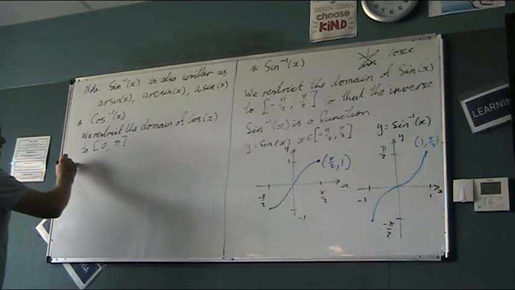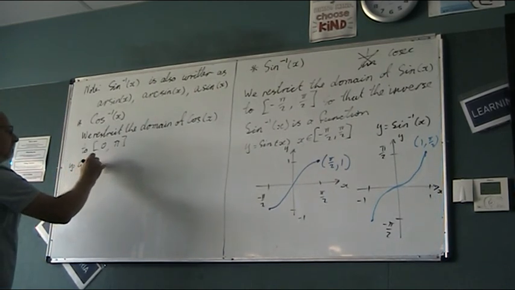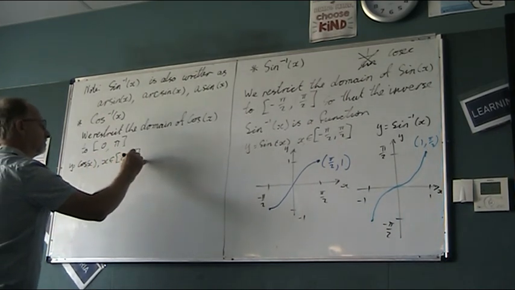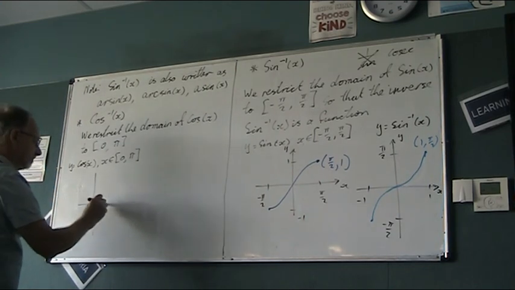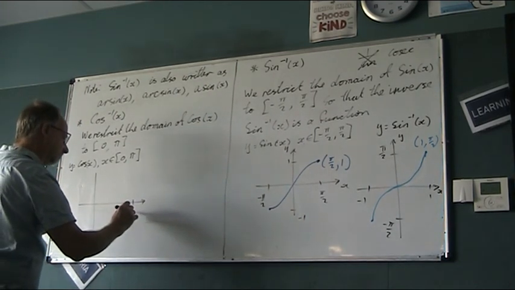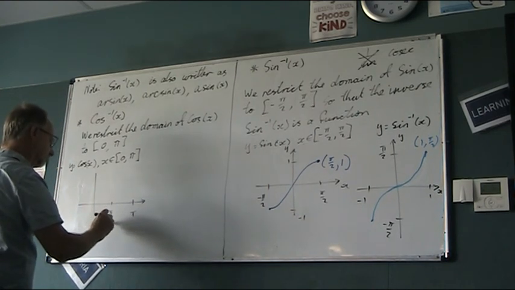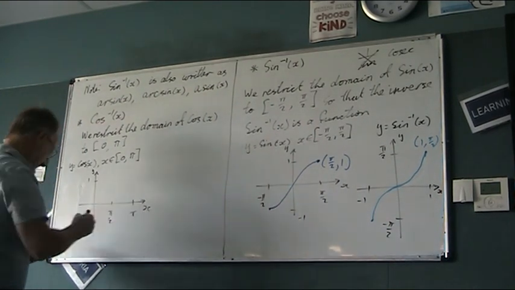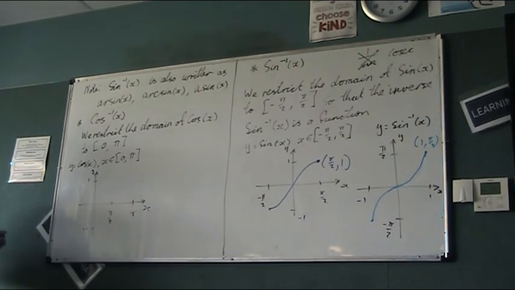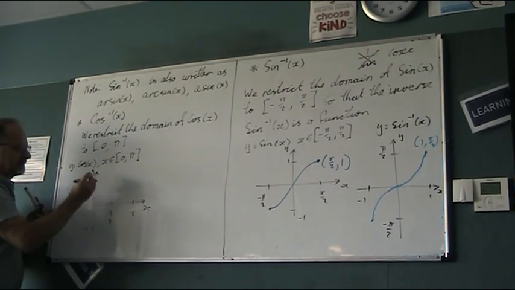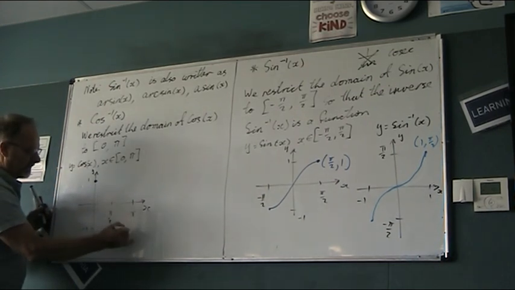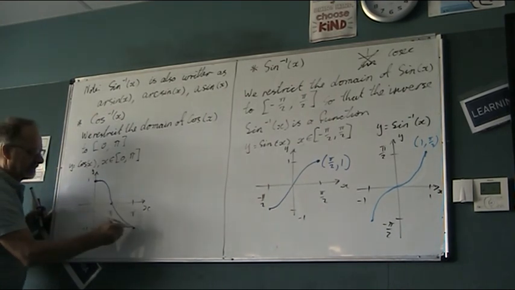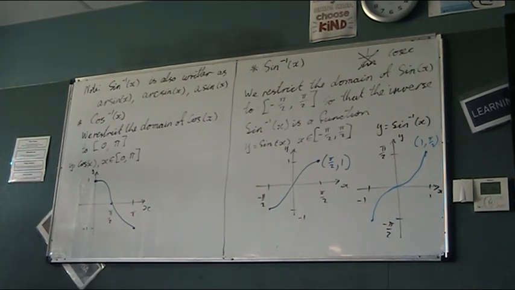Alright, so y equals cos x, where x is an element of 0 to pi, and for cos, when it's 0, cos is 1, when it's pi it's -1, and pi on 2 it's 0, so we get that portion of it. It's a bit wonky there.